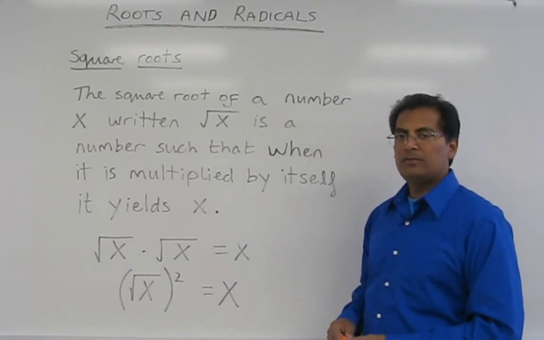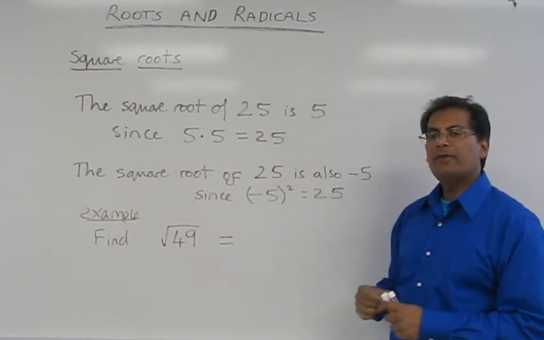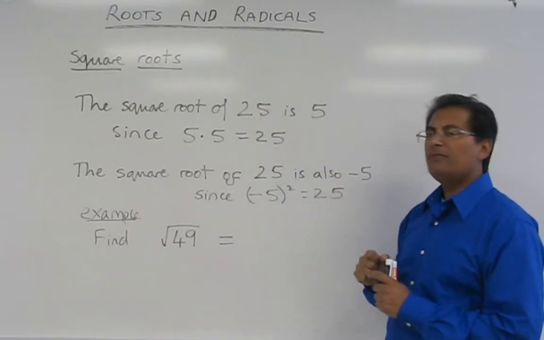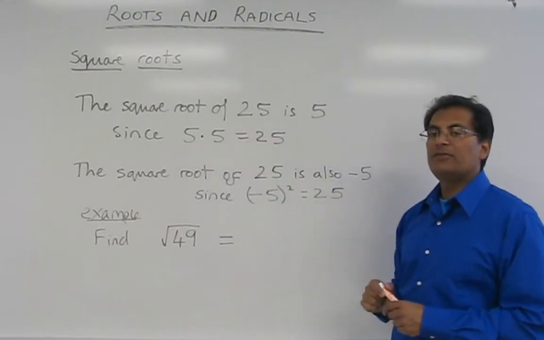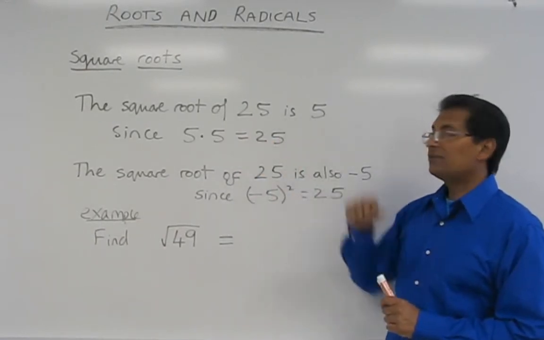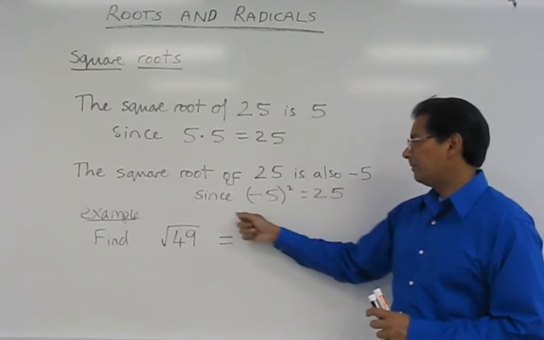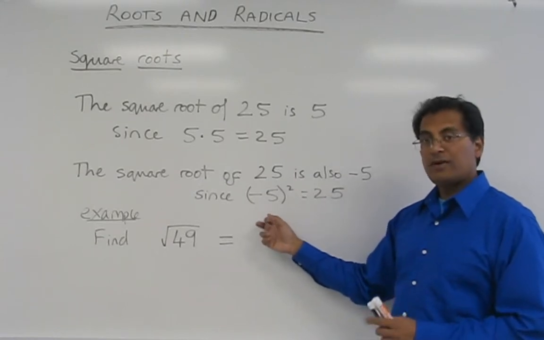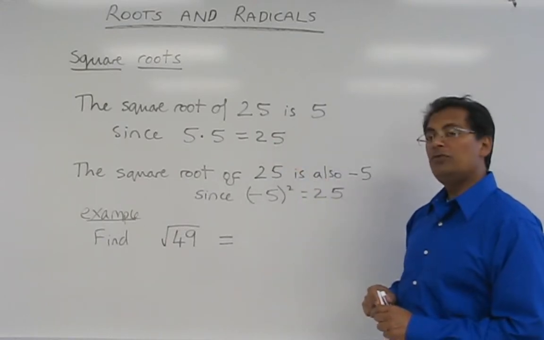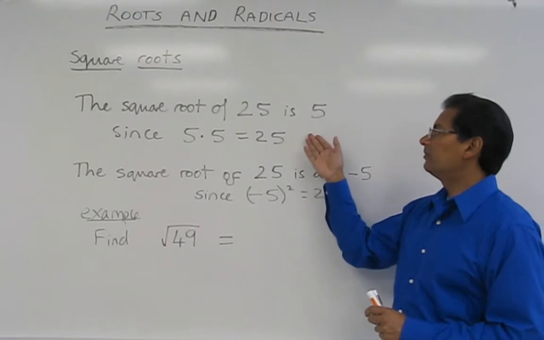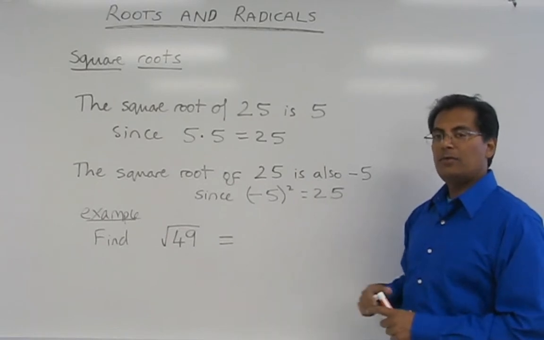Let's take some examples with some numbers. For example, the square root of 25, we're looking for a number that when you multiply by itself, you get back 25, and that's 5. So the square root of 25 is 5, since 5 times 5 is 25. But 25 actually has another square root. The square root of 25 is also negative 5, since negative 5 times negative 5, or negative 5 squared, also gives you 25. So this number 25 has two square roots, 5 or negative 5. 5 would be considered the positive root, and negative 5 would be considered the negative square root.